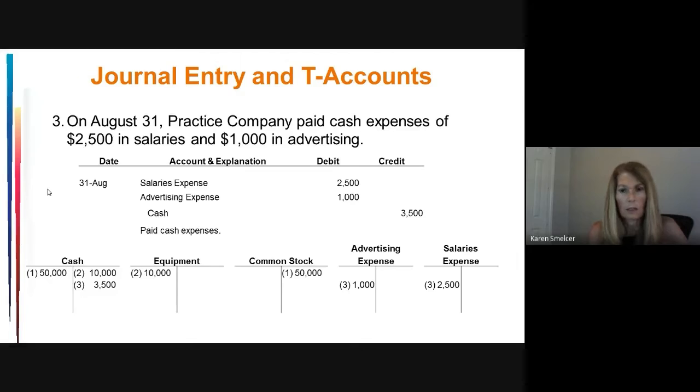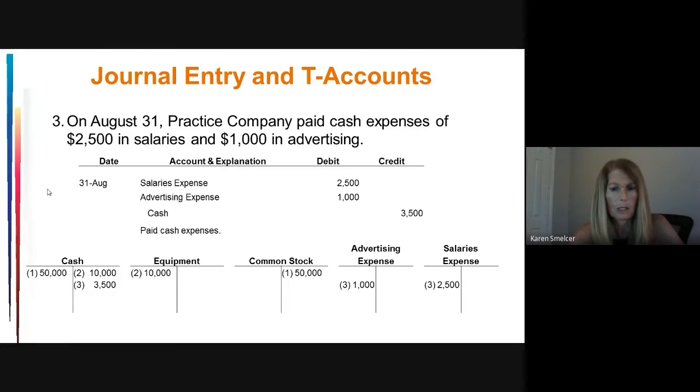Advertising expense also is an expense, which gives you a pretty good clue when it's part of the name. And it also would be increased with a debit. So its debit is $1,000. And then we're paying cash. Again, that's an asset account we're decreasing. And so we need to credit that account for the $3,500 in cash that we paid. Okay. Again, these are cash expenses. Below that, I've gone ahead and added this third transaction to our T accounts for our company.